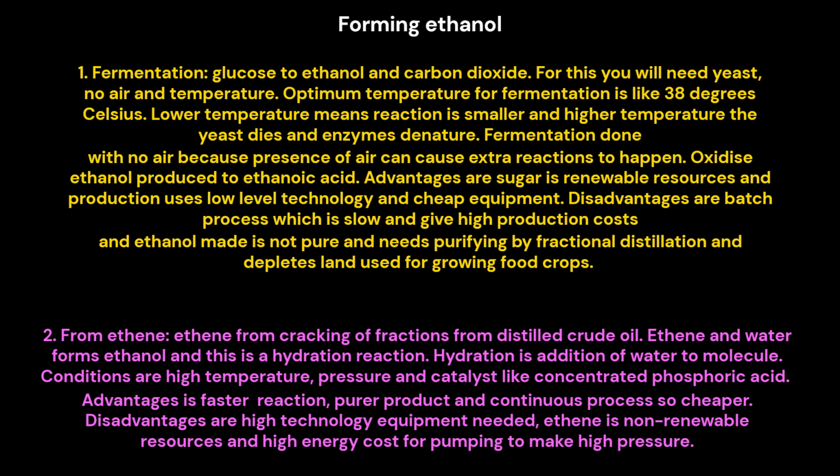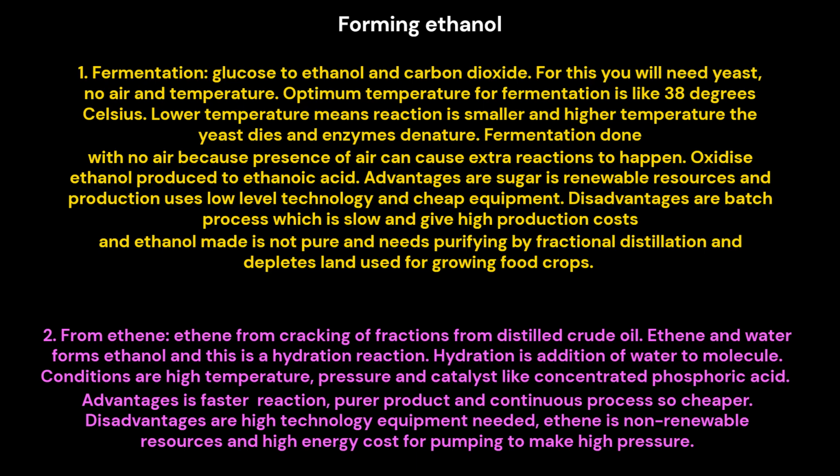Forming ethanol. 1. Fermentation. Glucose to ethanol and carbon dioxide. For this you will need yeast, no air, and a suitable temperature. The optimum temperature for fermentation is about 38 degrees Celsius. At lower temperatures the reaction is slower, and at higher temperatures the yeast dies and the enzymes denature. Fermentation is done with no air, because the presence of air can cause extra reactions to happen.